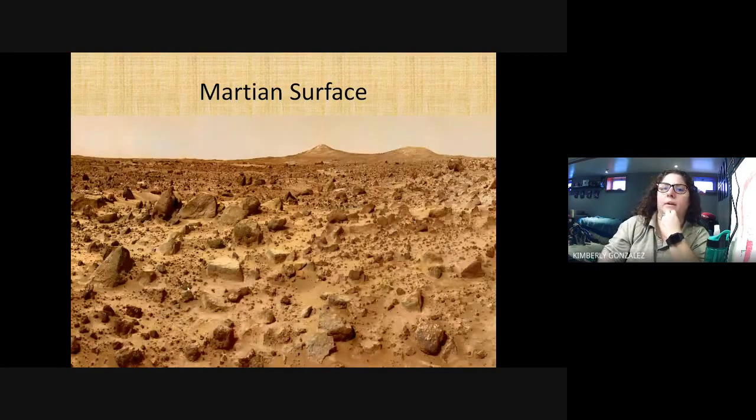Is it bad that I kind of want to see the rover driving across this? I feel like it's one of those surfaces that people go extreme driving on.